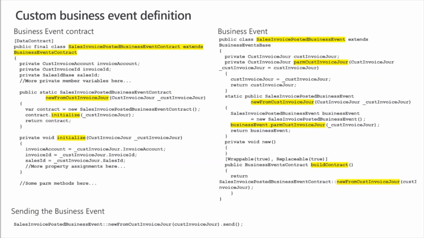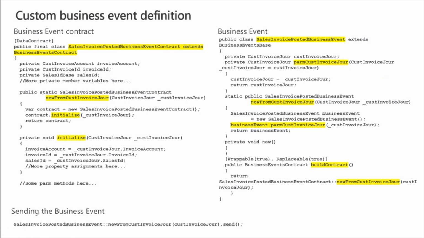To build the business event contract, you create a class that extends the business events contract class. It defines the payload or data provided by the business event. You can see that in the top left corner there. To build the business event, you create a class that extends the business events base class. You can see that in the top right corner. The example code shown here is from the developer documentation linked on the previous slide.